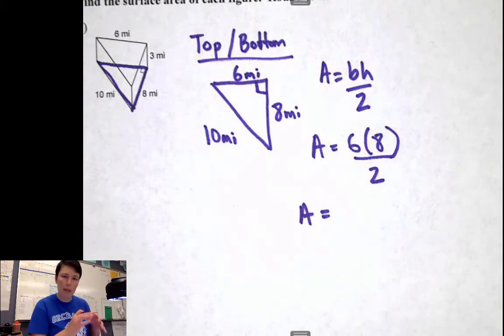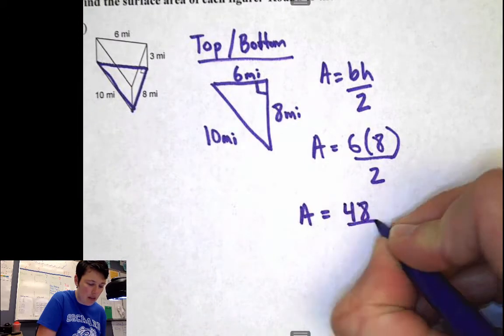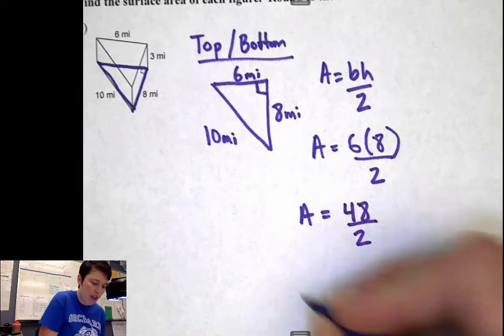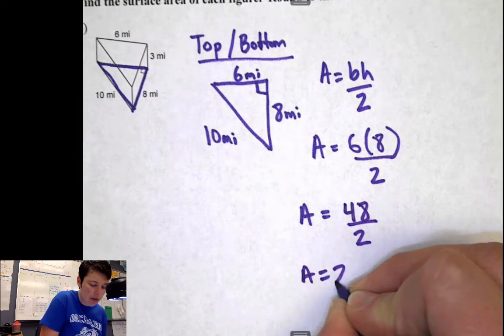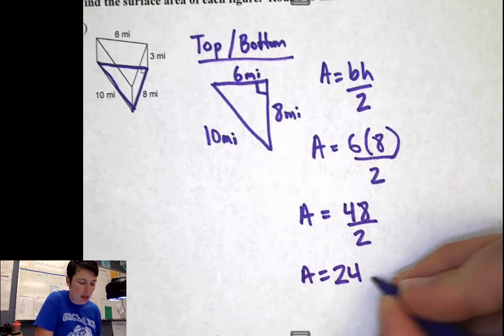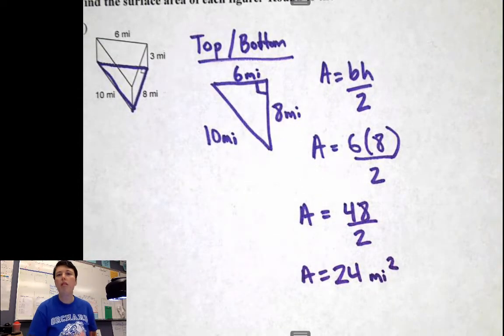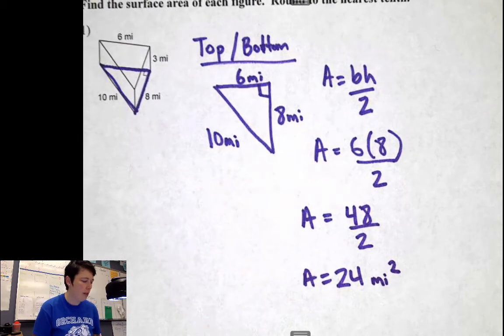And because I'm typing it in, I also want to show it on paper. So we got 6 times 8 is 48, and we divided by 2, and 48 divided by 2 is 24. So the triangle has an area of 24 square miles, if you really think about it. But that's just the top and the bottom. We have more work to do. Now we got to deal with all the sides. So let's continue on here a little bit.